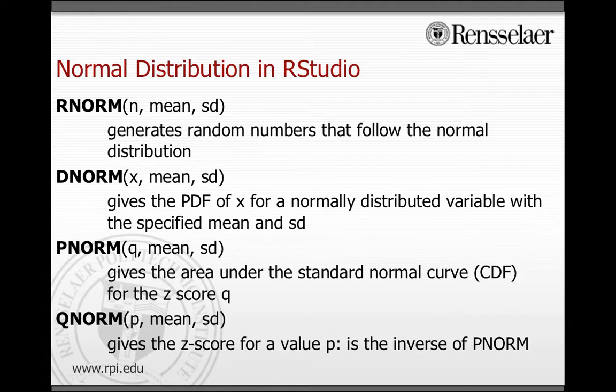This function is the inverse of pnorm, where pnorm gives you the probability of a value q occurring, where q is a z-score, and qnorm gives you the z-score for a value p. So instead of calculating out the z-score, you can use the qnorm function to find it.